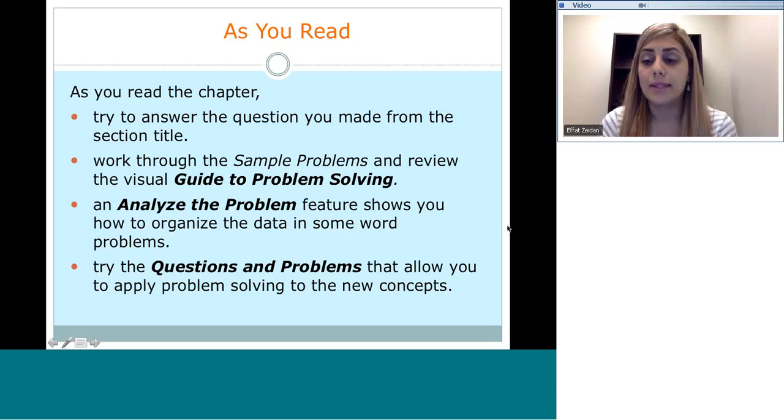You're going to be introduced to many new concepts that you probably have not seen before. So make use of all of these features that are offered to you in your books, and they are there to help you.